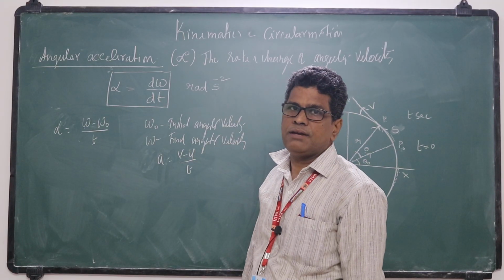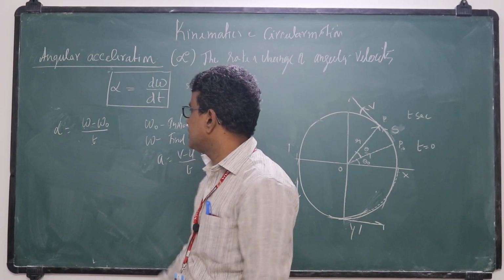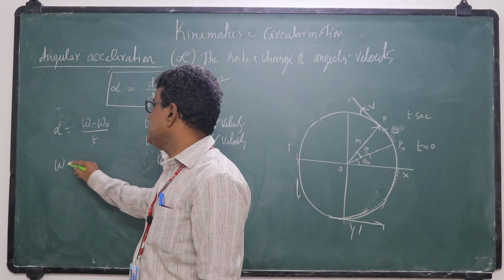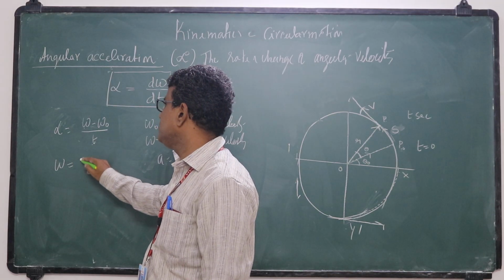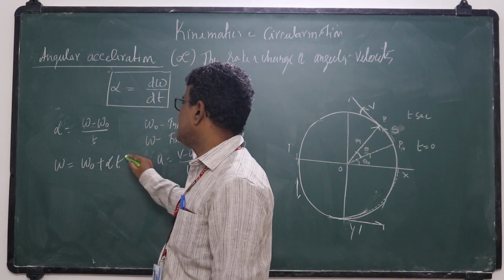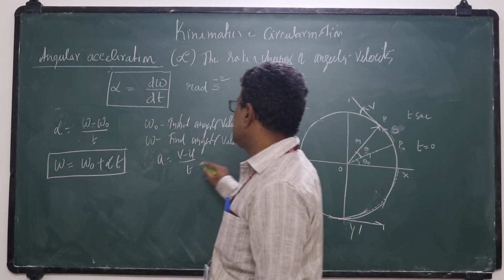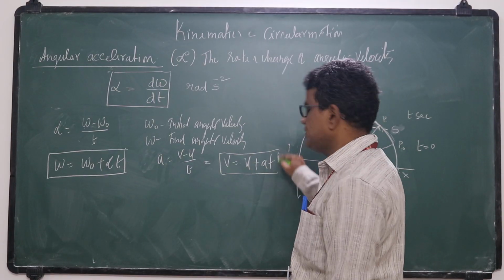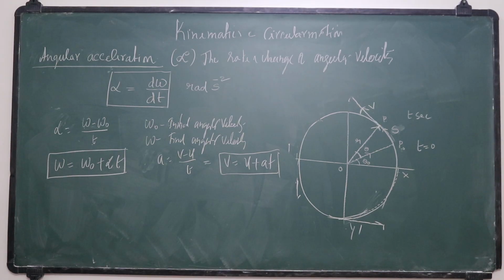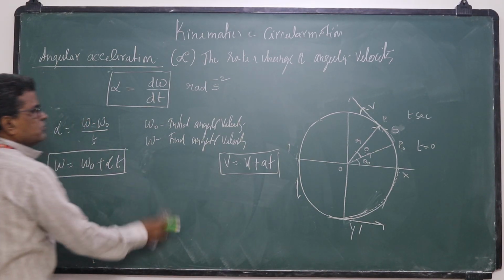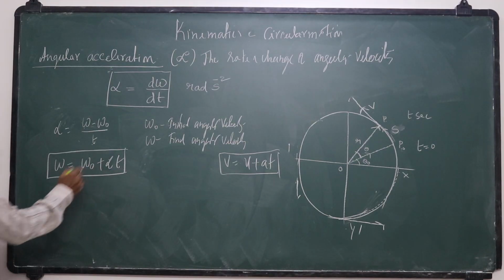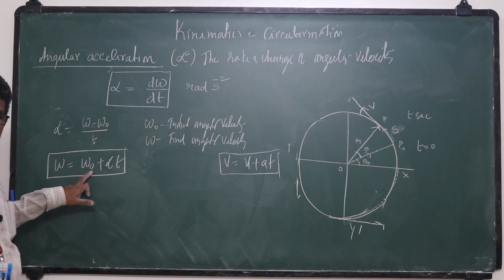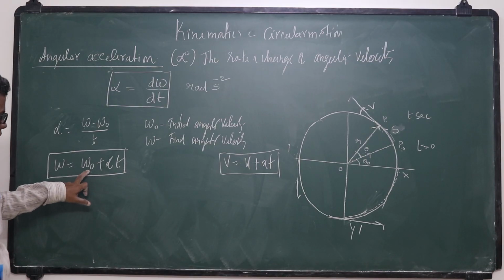In rectilinear motion, in the same fashion, I am writing this one. If you cross multiply, omega minus omega naught, you will get omega is equal to omega naught plus alpha t. As we have v is equal to u plus at as the first equation of motion, the first equation of motion here is omega is equal to omega naught plus alpha t. If you know the initial angular velocity and want the velocity after t seconds, you will use this formula.